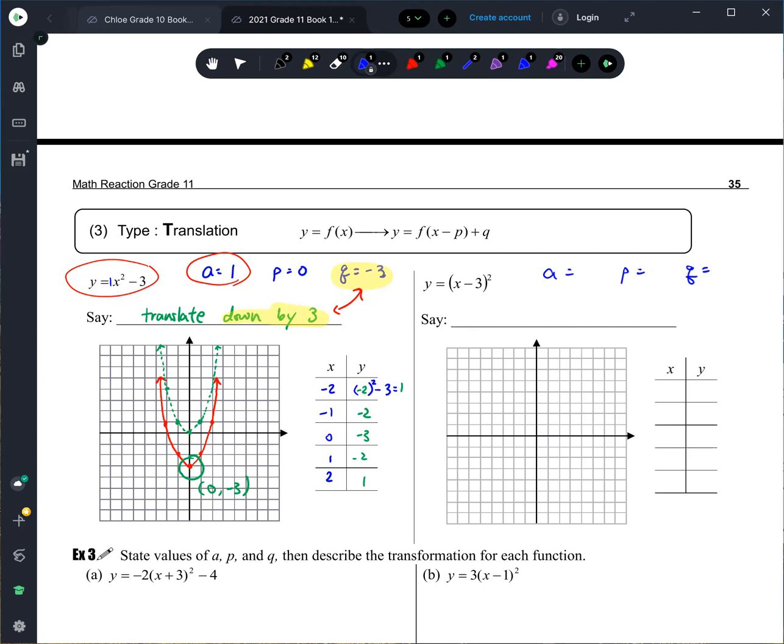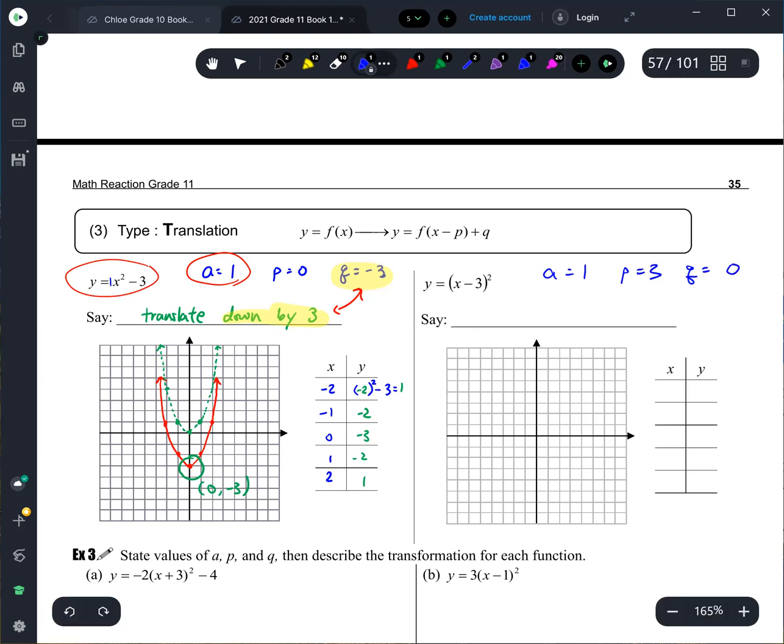Okay, Naomi, where's APQ? A is 1. P is, is it 3? And Q is 0. Yeah, Q is 0 this time. Okay, very good. From the last question, we had Q controlling moving up and down, right?